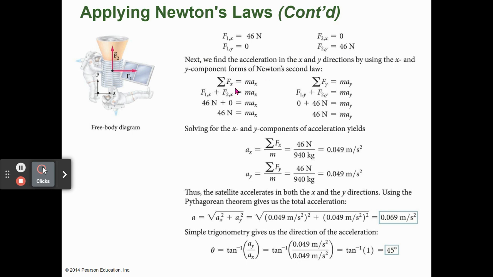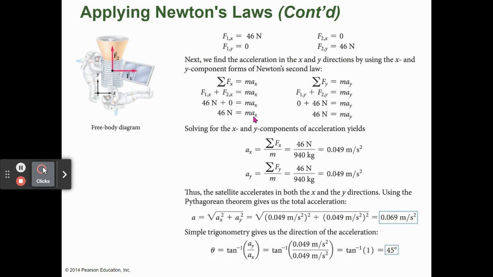Okay. Next, we find the acceleration in the x and y direction using the x and y components from Newton's second law. Okay, so we're going to add up all of the x components for the forces and all of the y components for the forces. So the x components would be F1 x component plus F2 x component. 46 plus, remember, F2 is 0 because he's pushing up, not out. Okay, so that's 0. And then we just plug and chug and we can find the acceleration in the x direction.